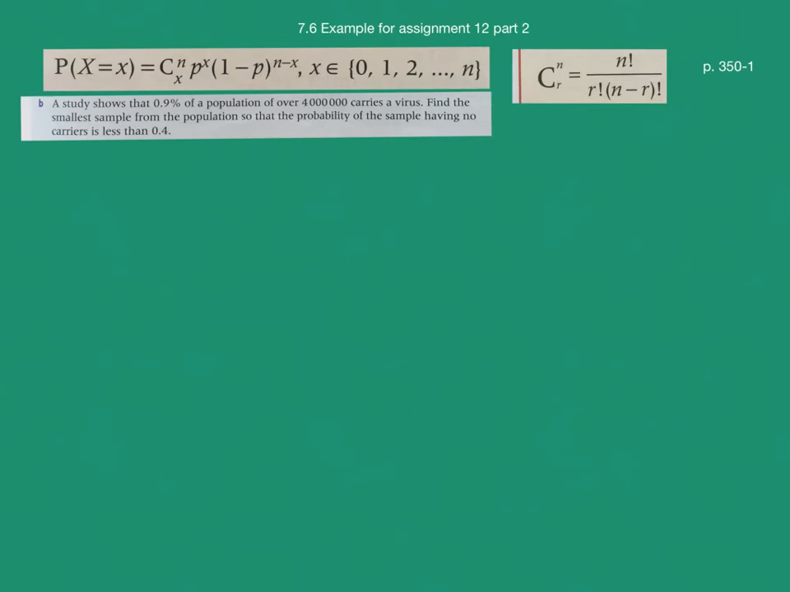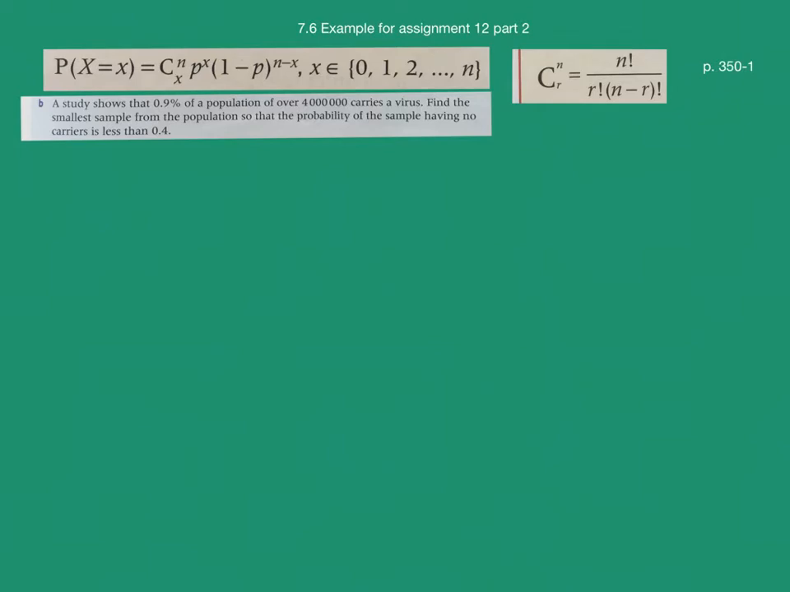So again, we look at this problem. A study shows that 0.9% of a population of over 4 million carries the virus. Find the smallest sample from the population so that the probability of the sample having no carriers is less than 0.4. The problem here is we're asked to find the size of the sample, so the number of trials. So it's the n that is the unknown here.